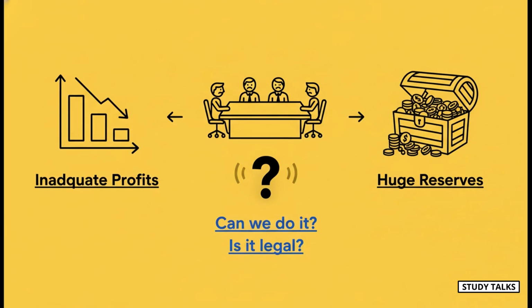So, imagine this. You're the accountant. The board of directors comes to you and says, listen, our profits this year, they're not great. We might even have a small loss. But look at our reserves. We have massive reserves built up over the years. We have to keep our shareholders happy, so we want to declare a dividend. Can we do it? Is it legal? Answering that exact question is the whole point of this chapter.